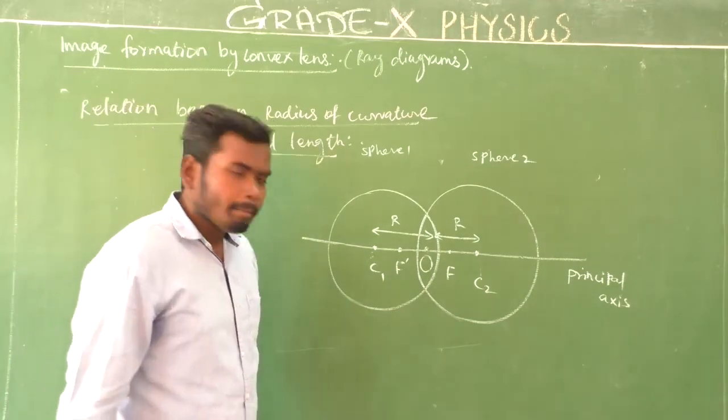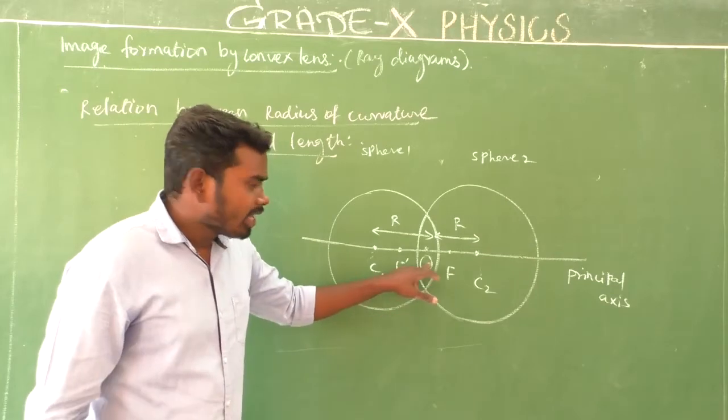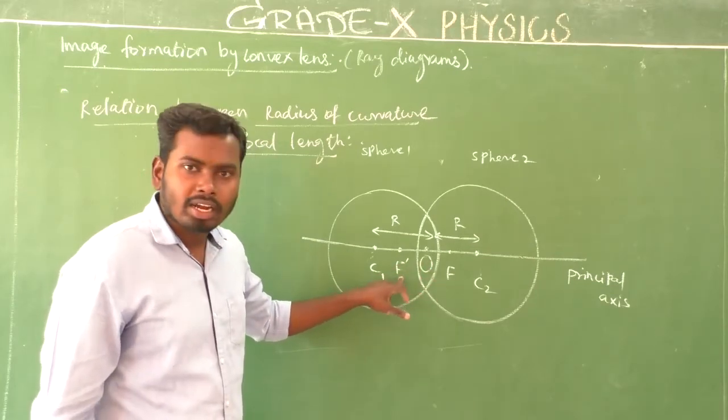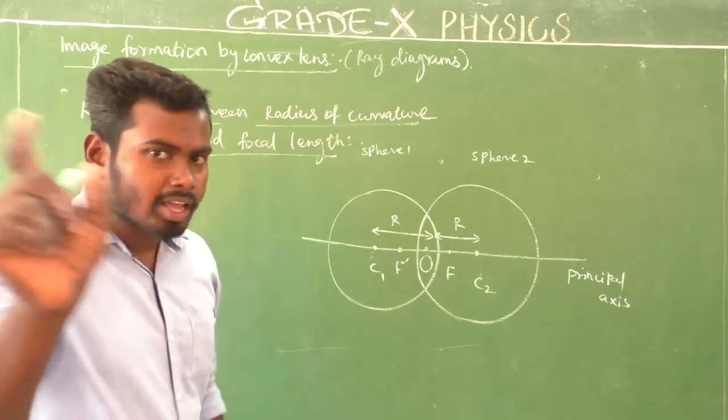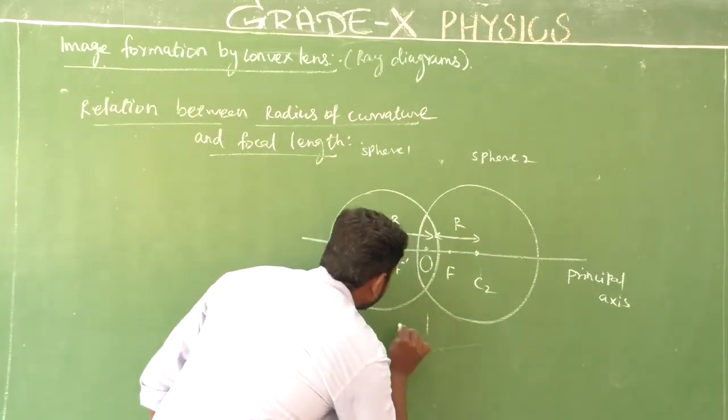Already we know the distance between the optical center and the focus is the focal length. The focal length is denoted by the letter small f. Am I right? Yes. So this is focal length.